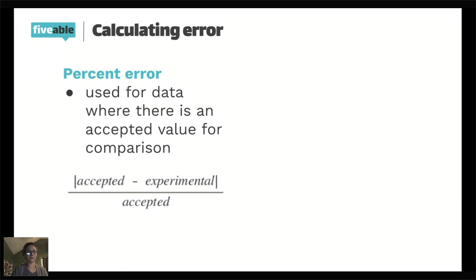So if you have some sort of accepted value or some sort of target value that you're going for, then when you get your experimental value, you would use percent error to see how off you were.